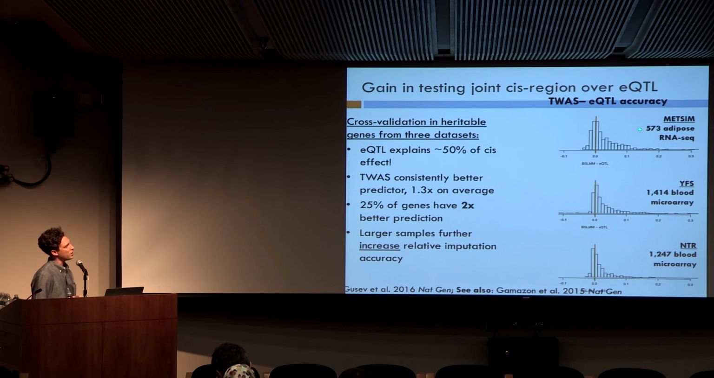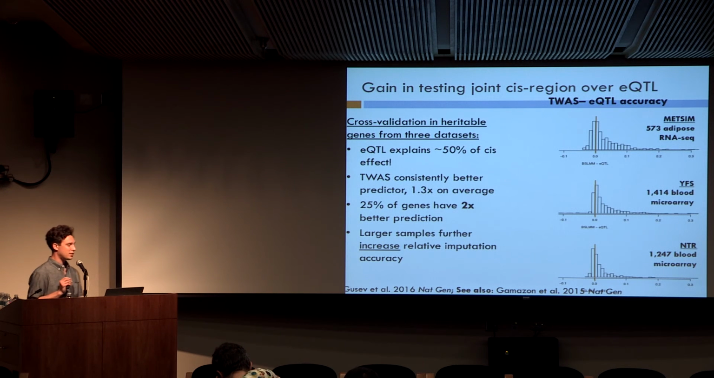And so here we have 3 different studies that weights were learned from. We have METSIM, where we had gene expression measured in adipose tissue from 570 individuals, the Young Finns study, where we had 1,400 blood samples, and then the NTR study, with about 1,200 blood samples. And they all showed pretty similar performance patterns here.